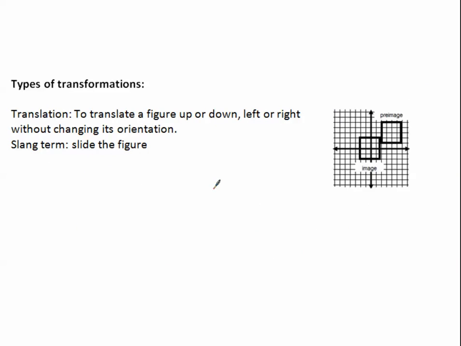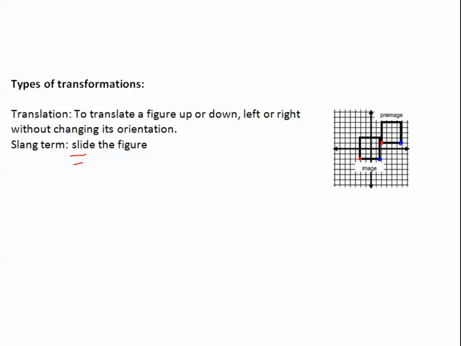Here's a translation. This is where you take a pre-image and just move it. You might hear it called a slide, but the actual name is translation. It's not turning, it's not rotating, nothing's being flipped. So if you start here with this point, it will end up right here at this point. This point will end up at this point, etc. These will move from here to here. This will move from here to here.